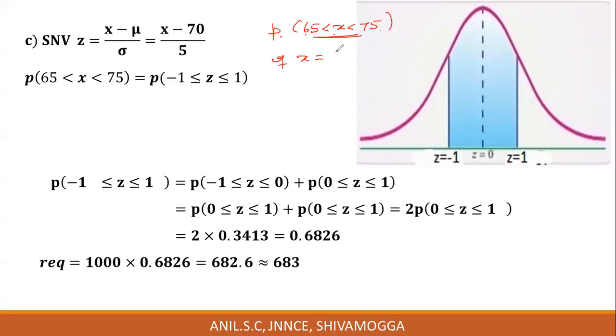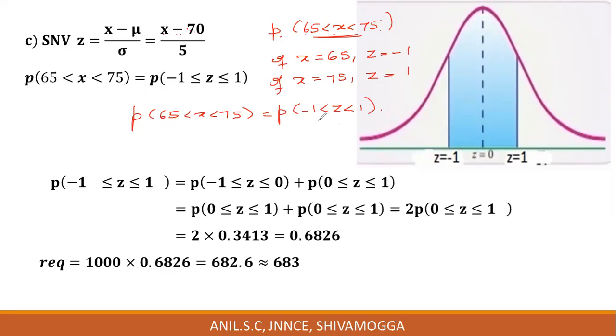If x is equal to 65, the corresponding z is 65 minus 70, that is minus 5. Minus 5 divided by 5 is minus 1. And if x is equal to 75, z is 75 minus 70, that is 5. 5 by 5 is 1. Therefore, writing P where 65 less than x less than 75 is the same as writing P where minus 1 less than z less than 1. Both are the same.